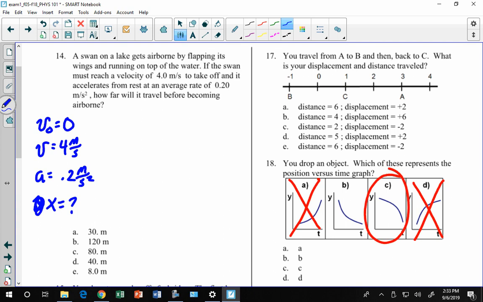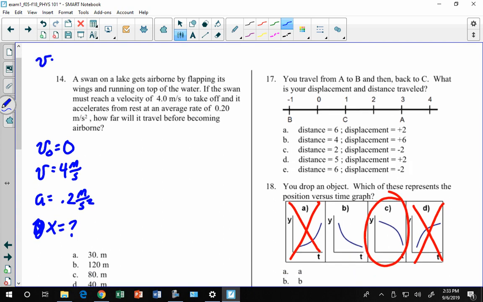Okay? So, in order to solve this, I'm going to write down my equations. So I have V equals V naught plus AT, and then X equals V naught T plus 1/2 AT squared.